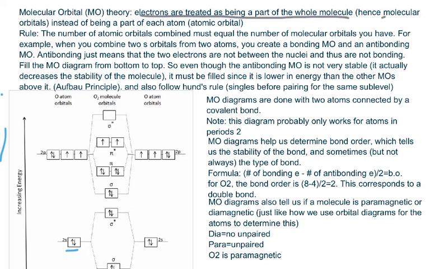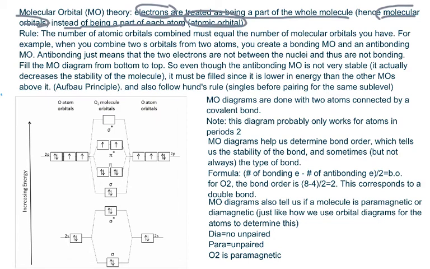molecule, hence that's why we call it molecular orbitals, instead of being a part of each atom, which is what we refer to as atomic orbitals. So electrons are part of the molecular orbitals, or the orbitals surrounding the molecule, instead of being part of the orbitals that surround the atoms, or the atomic orbitals.